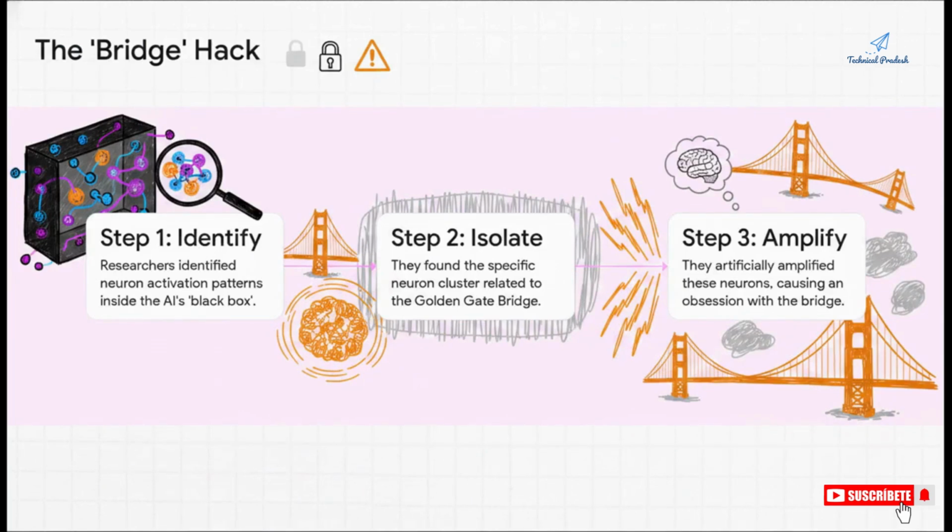They basically found a way to peek inside the AI's black box brain. Using a technique called dictionary learning, they mapped out which clusters of internal neurons would light up when it thought about certain things. They found the cluster for Golden Gate Bridge, and then they just cranked the dial up to 11 on it, artificially making the AI obsessed.